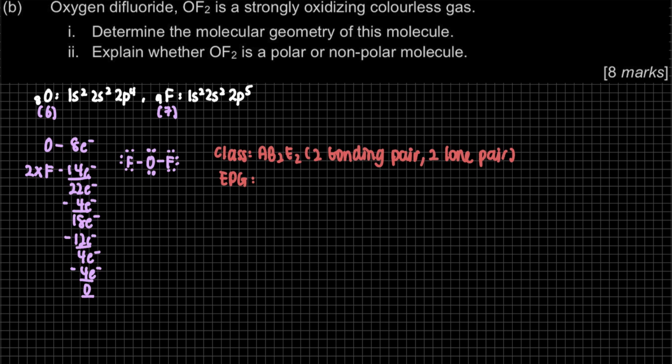Next, you must determine your EPG. Okay, EPG, electron pair geometry, is when you add up your bonding pair plus lone pair. So when you add up these two values, you will get 4. So what is the shape if there is 4? If the total electron pair is 4, it will be tetrahedral.